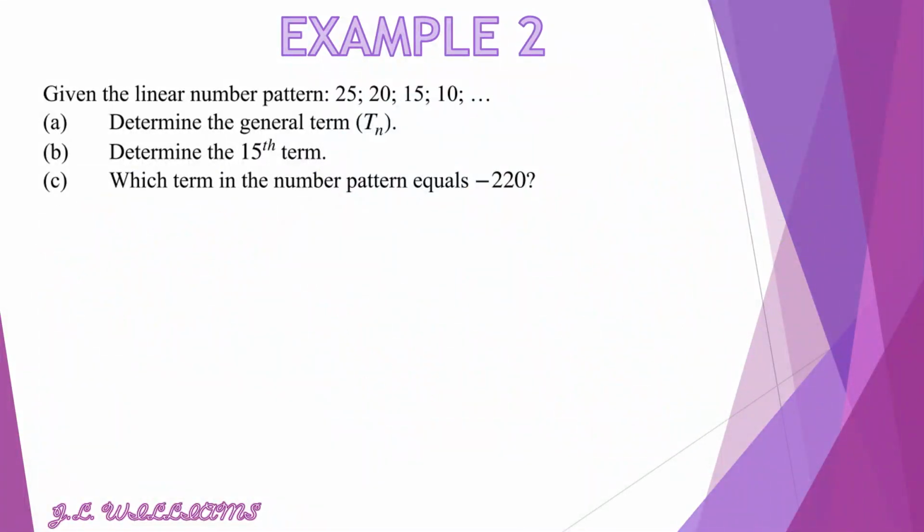Up next, we have example 2. So just to recap, we said that if we want to find the general term for a linear sequence, we can say that Tn is equal to Dn plus A. So I'm going to write that nice and big over here. Tn is equal to Dn plus A, where D represents your constant difference and A represents term 0.